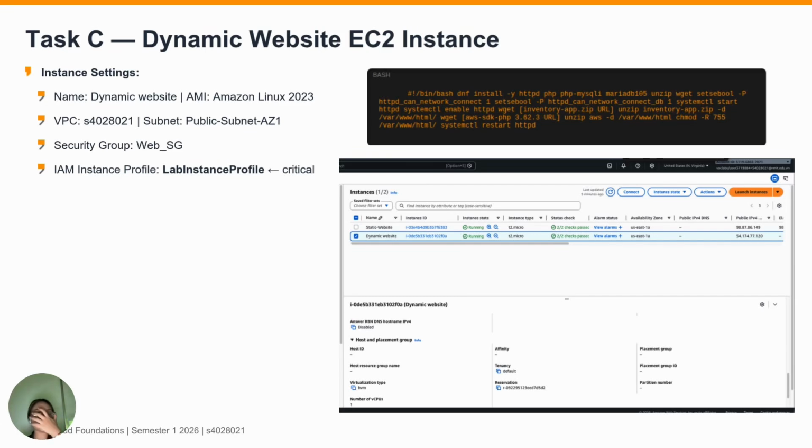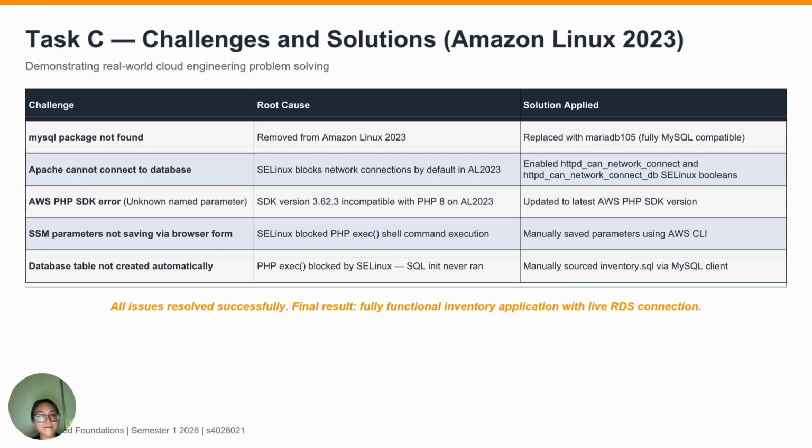So for the dynamic website EC2 instance, it runs on Amazon Linux 2023 on a T2 micro with web_SG attached. Critically, the lab instance profile IAM role was attached at launch. So it grants the instance permission to interact with AWS SSM Parameter Store, which the inventory app uses to retrieve database credentials securely. If we didn't have this, the app cannot retrieve AWS credentials.